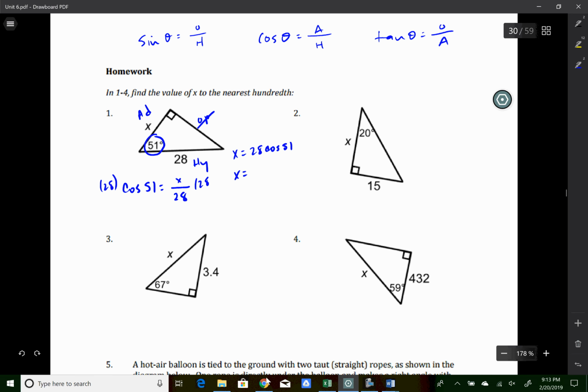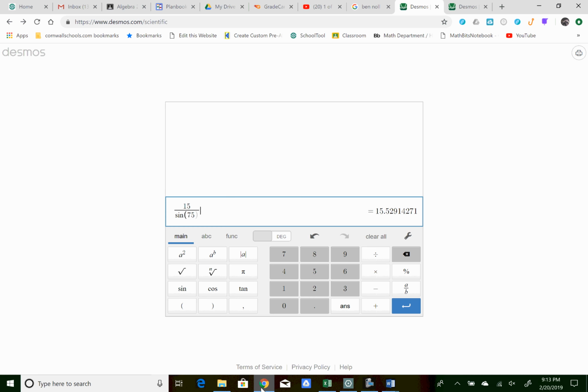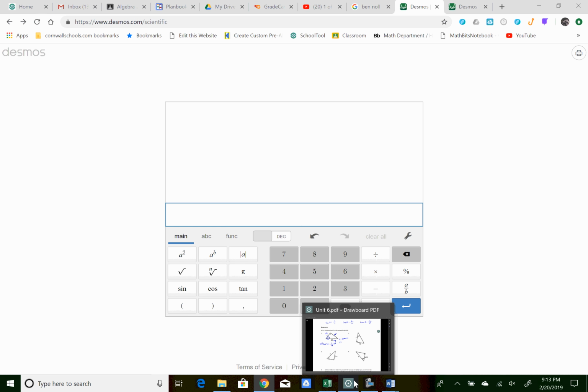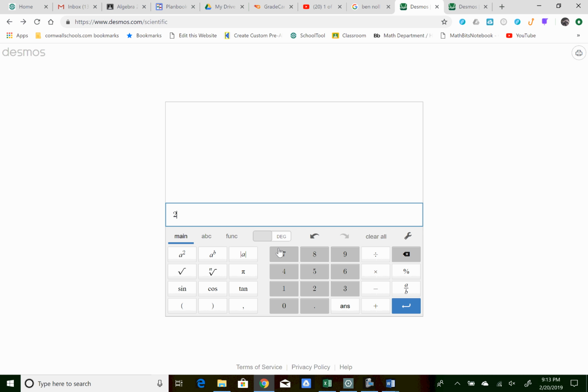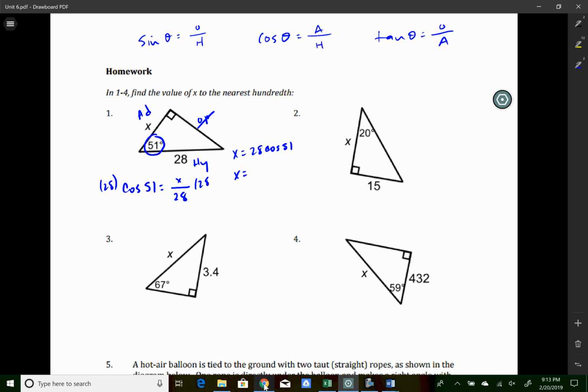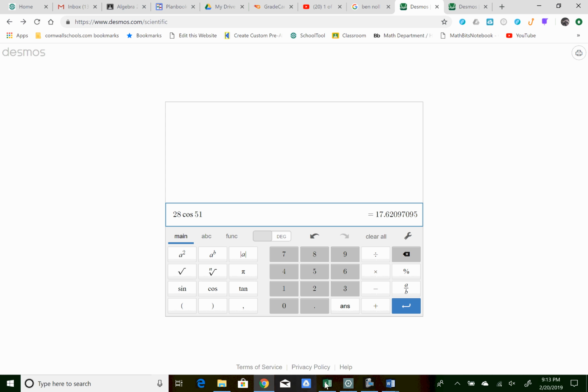If you fast forward to this point, I'm using the Desmos calculator, which is good to know in case you don't have a calculator at home. If you just go to desmos.com, there's a scientific calculator option you could type in. So I have 28 cosine of 51, which is 17.6. Now, what does it say? Nearest hundredth, so 2 decimal places: 17.62.